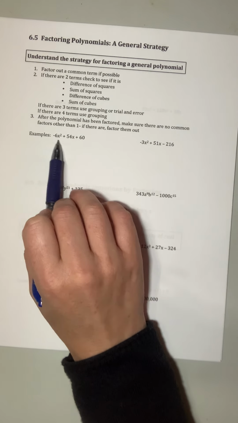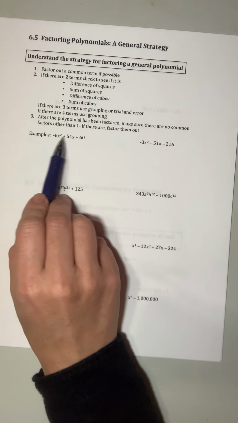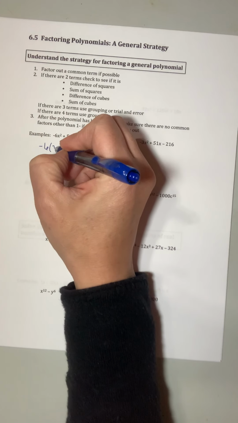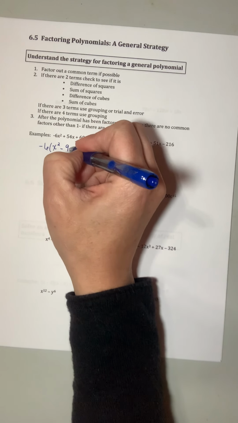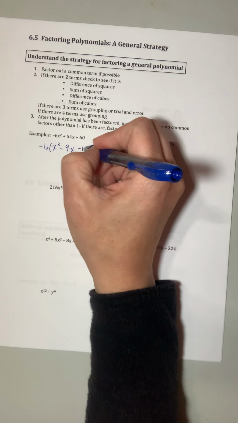always look to see if you can factor out a common term. So is there anything that can go into all 3 of those? Yes, -6 can. That leaves me with x squared. That leaves me with -9x. And that leaves me with -10.